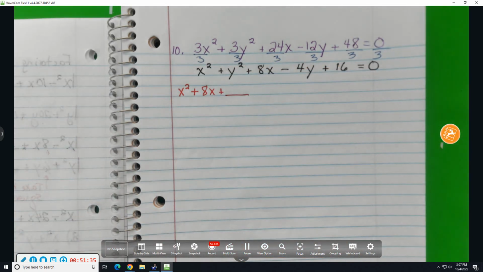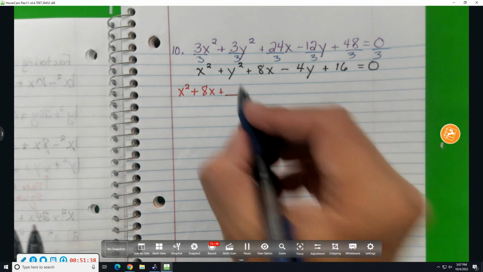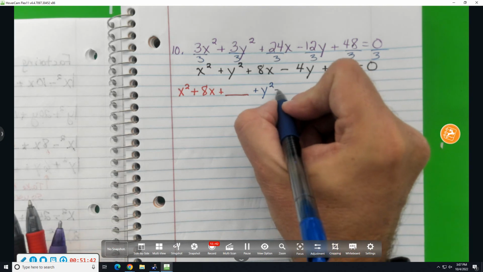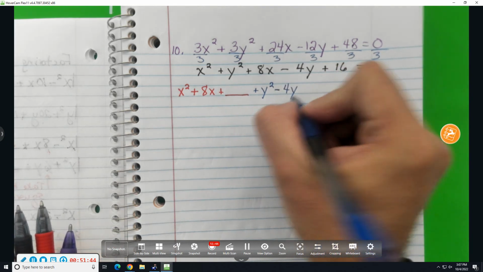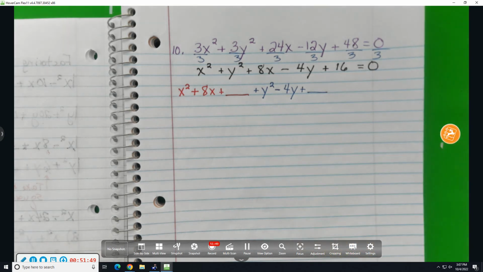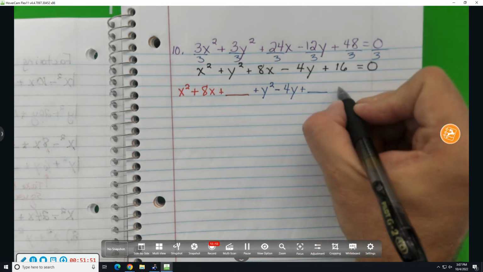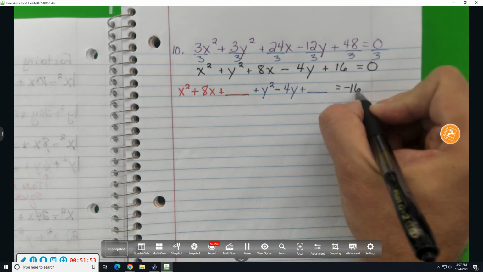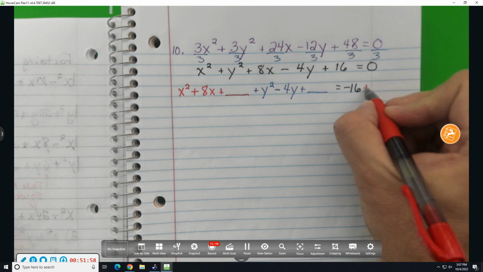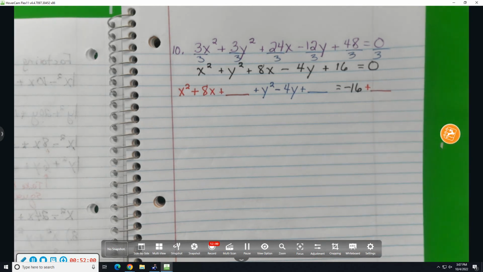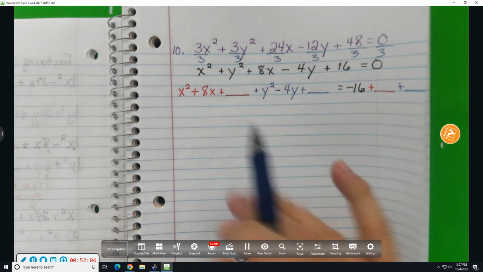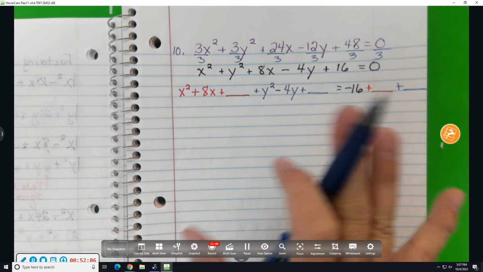Then I'll use blue for the y terms. I'd say plus y squared minus 4y plus blank, and move that 16 over. Equals negative 16. But you know what? While I'm thinking about it, let me put a plus red blank and a plus blue blank. Anything you add to one side of the equation, you've got to add to the other.